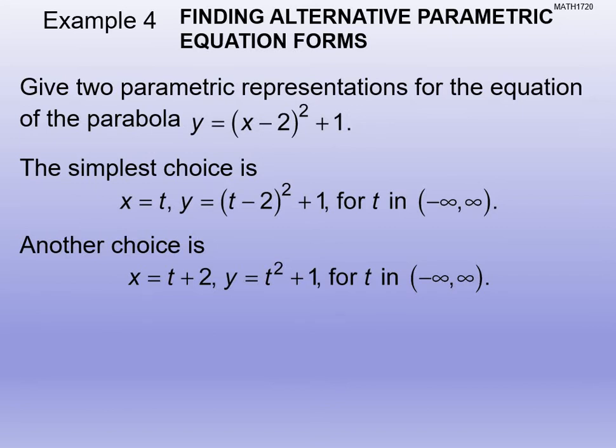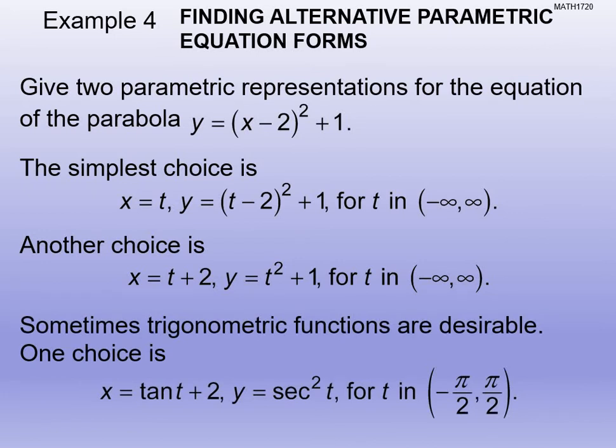Okay, so we could have chosen t to be something else. We could have said, all right, x is t plus 2. Then if we had to put that into the y equation, that would have given us t plus 2 minus 2 quantity squared, so our y would have given us t squared plus 1.